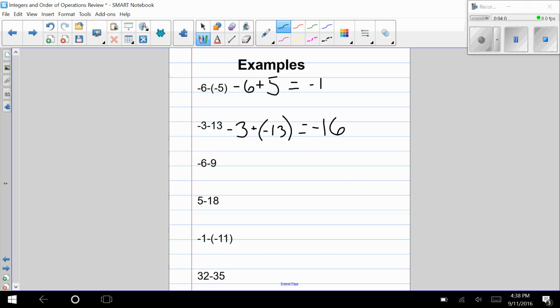Negative 6 minus 9. My negative 6 stays the same. My minus becomes a plus. The 9 becomes its opposite, which is negative 9. Negative 6 plus negative 9, those two numbers have the same sign.